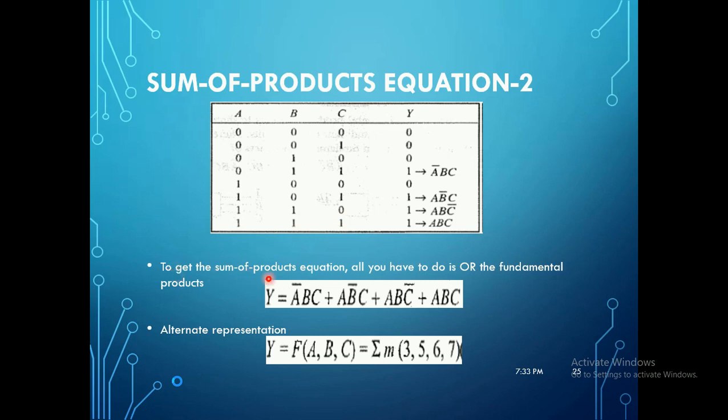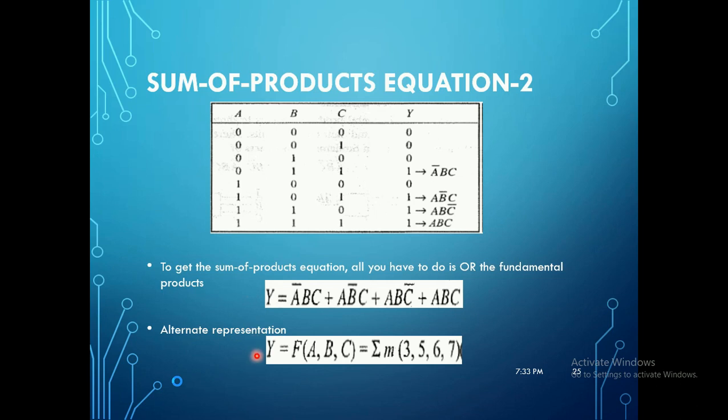So to get the sum of products equation, all you have to do is all the fundamental products. So what you can write is Y is equal to A bar B C. Take these terms only. A B bar C plus A B C bar plus A B C. So you have written a Boolean expression now. So the alternate form of representation, so either you can write in this way or another way.